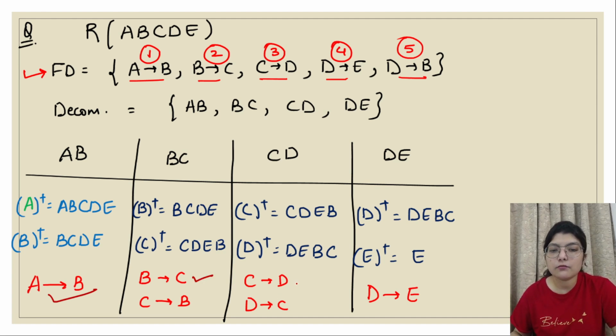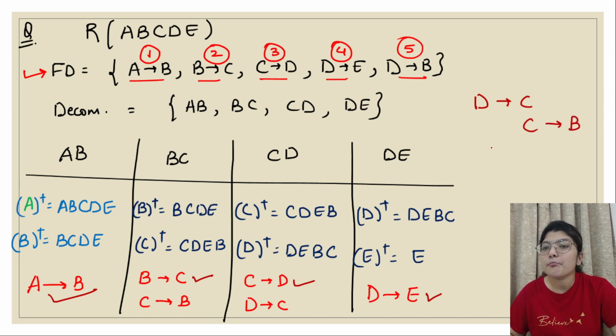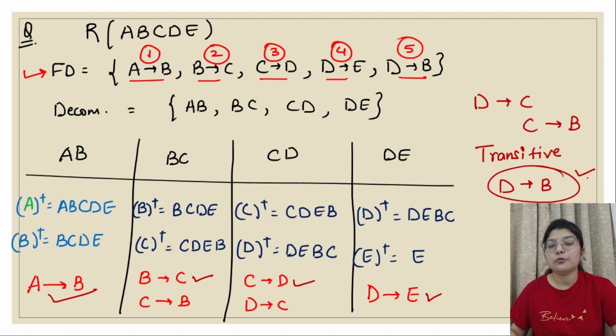C to D, C to D also done. D to E, D to E also done. Now what about D to B? Am I able to receive D to B? See, from here I am getting D to C, right? So I can write D to C. And here I am getting C to B. So by transitive property, if I follow transitive property, I can get D to B as well.